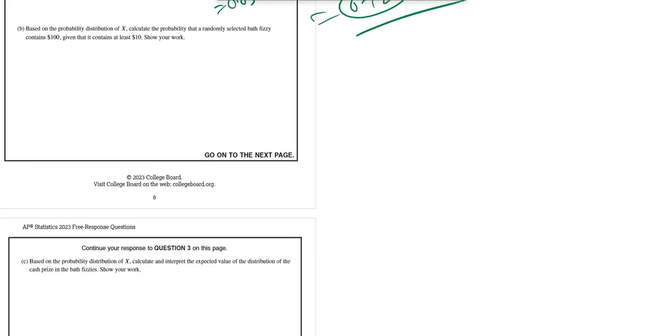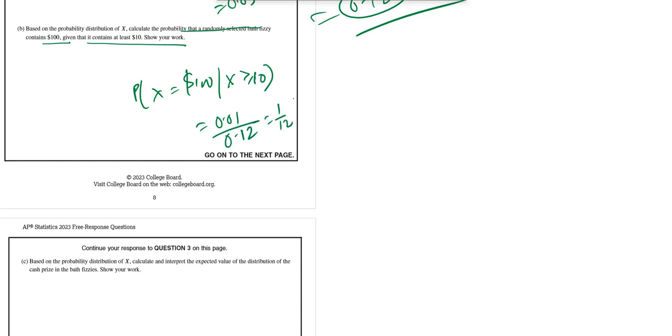Next, based on the probability distribution of X, the fizzies that contain $100 and show your work. So in part B, they want the probability of X at $100 greater than X equal to 10. So 0.01 by 0.12, 1 by 12. This is the value.